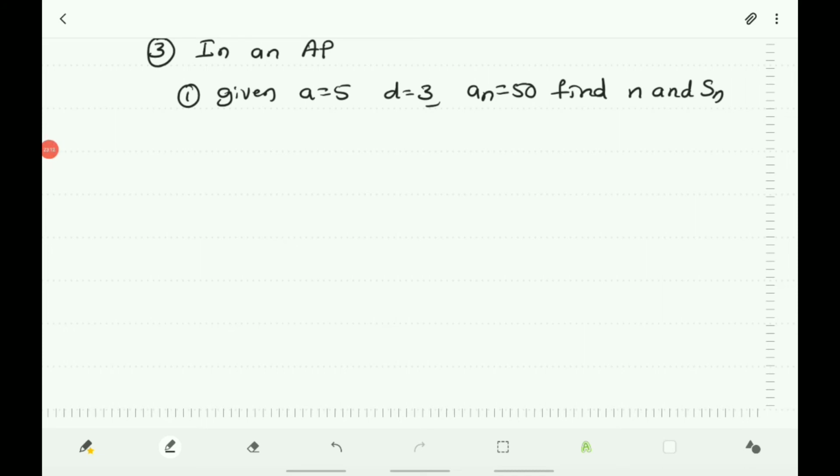Come to the third one. First question. In an AP, given A is equal to 5, D is equal to 3, AN is equal to 50, find N and Sn.